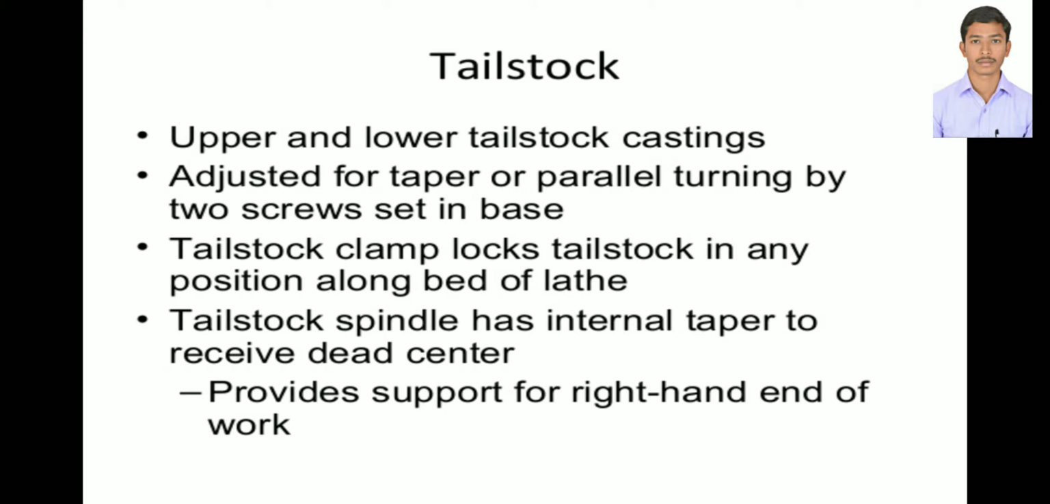In the tailstock, one tailstock lock is provided. By using this lock, we stop the tailstock at the place we want on the lathe machine. When we want to move the tailstock, we release the lock and move the tailstock along the lathe machine. That is the operation of the lock.